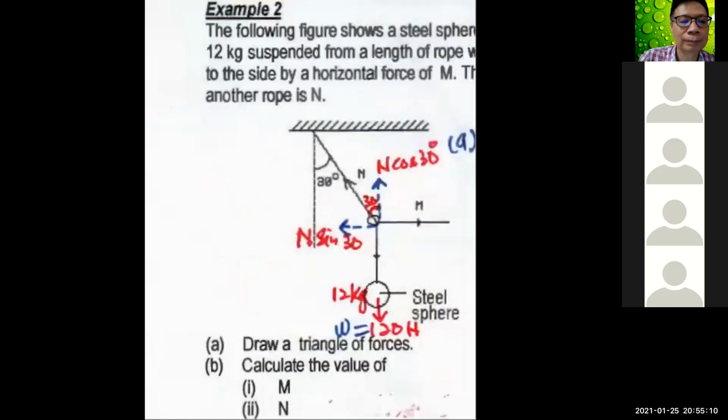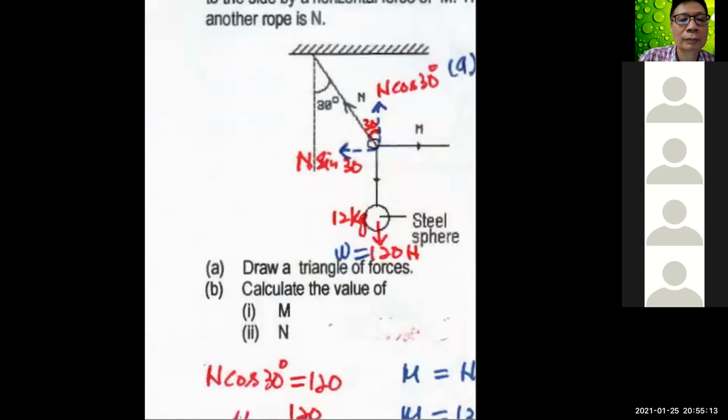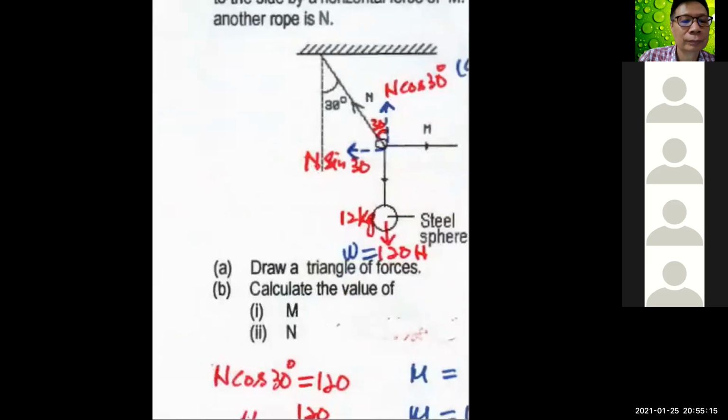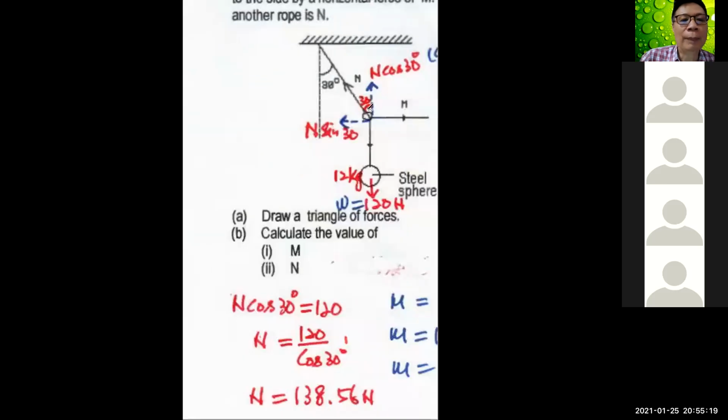Now you see, the one going up, N cos 30, and going down must be balanced. So N cos 30 is the same as 120. Cos 30 bring here, so you calculate. So N you get 138.56. So you got the tension already. So the tension force here is 138.56.